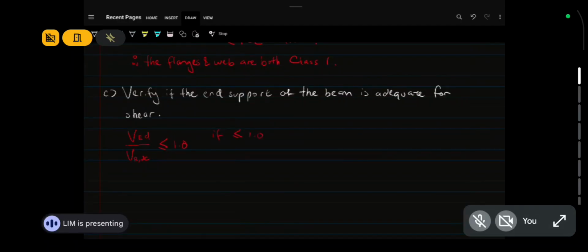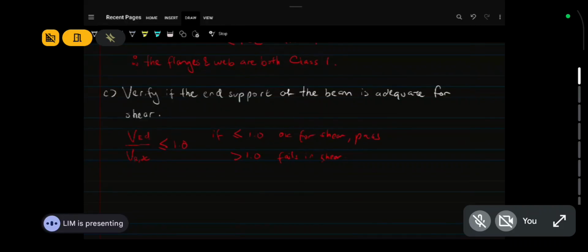If less than or equal to 1, the beam is okay for shear. It passes. If it's more than 1, then the beam fails in shear. So you do this check.